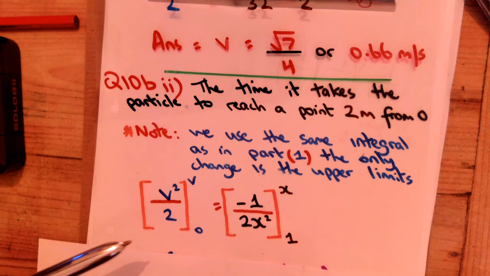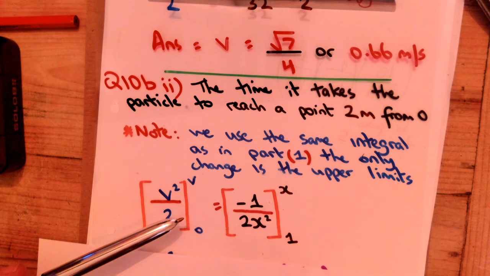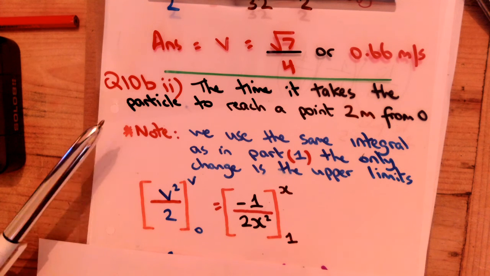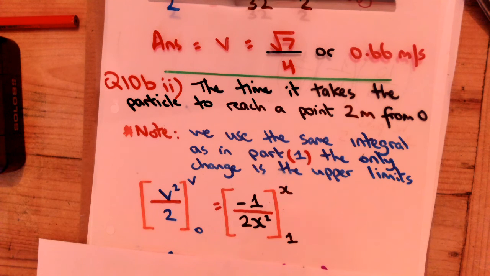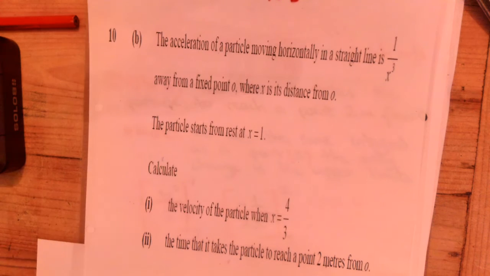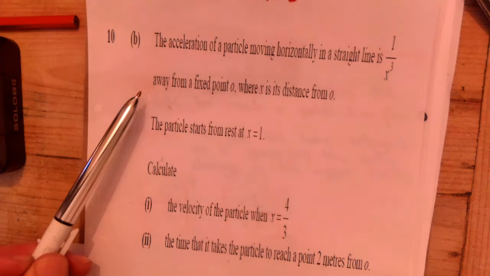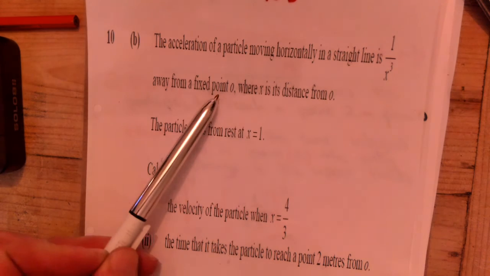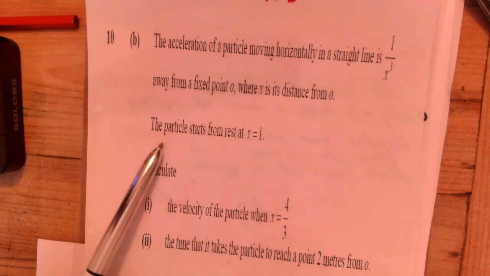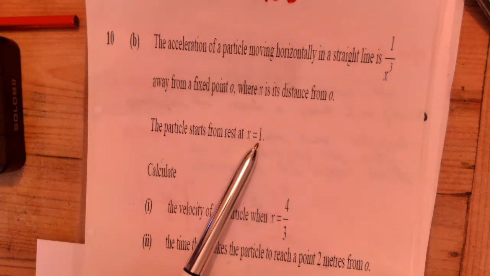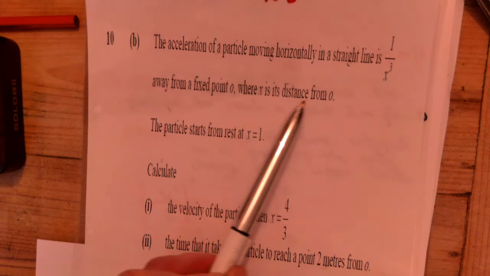Okay, so looking at that then, it's a great question where it's sussing out, do you understand or can you visualize what's happening in this question? So we just go back here for a second. Look, it moves away from a fixed point O where x is the distance from O. The particle starts from rest at x is equal to 1. Okay, x is the distance from O.